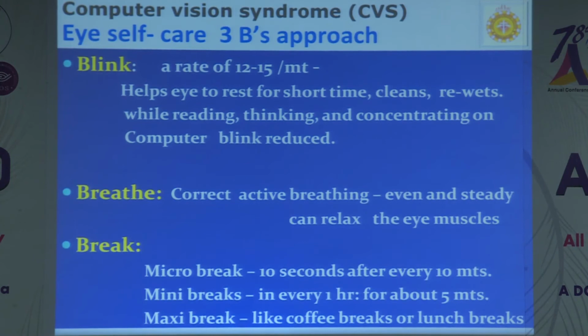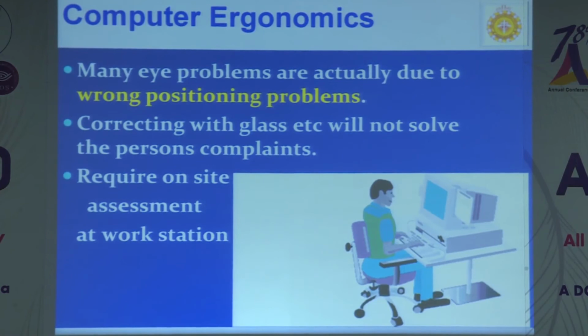There's a three B approach. That means you should have normal blinking, then normal breathing, and you should take a break in between. Take 10 seconds every 10 minutes, or 5 minutes every 1 hour, or a coffee break. You should have some blinking and rest for the eye. The ergonomics of the computer room should also be ideal. Chair, sitting, height, etc. should be ideal.